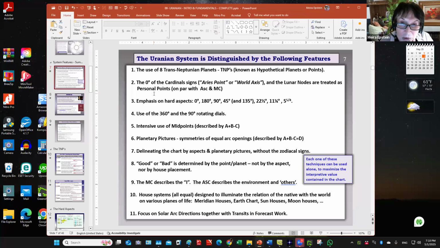Among this list, the 11 points, which I'm not going to repeat, I will discuss one more time number two, the 0 degrees of the cardinal signs, which we call the Aries point, and I'll tell you why. Last time I just said that it's one of the principles. I didn't explain why. So today I'm going to explain a little bit of why, where this comes from. I will discuss the aspects today, and on and on.